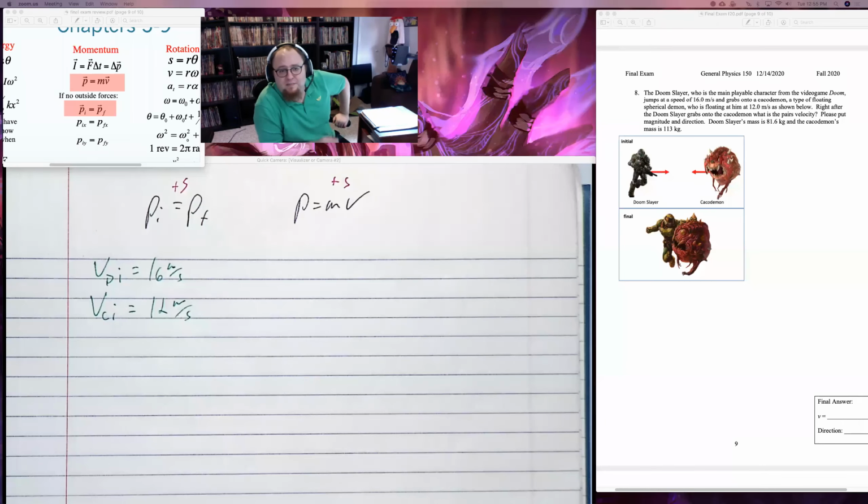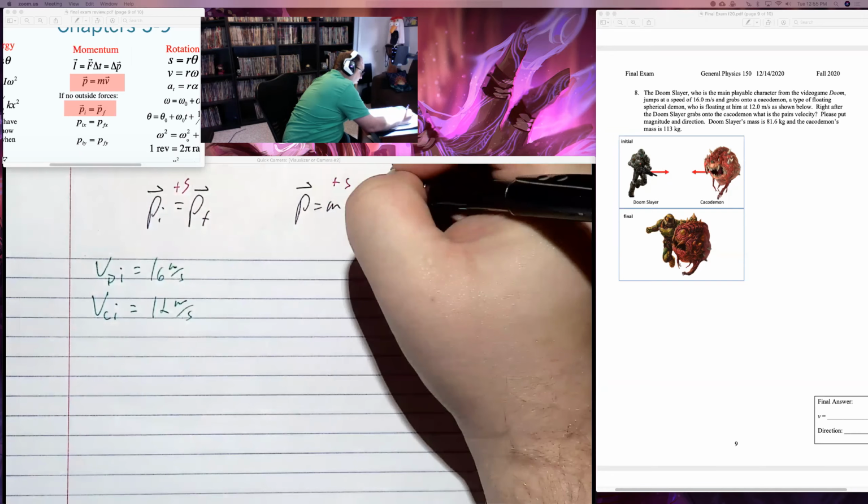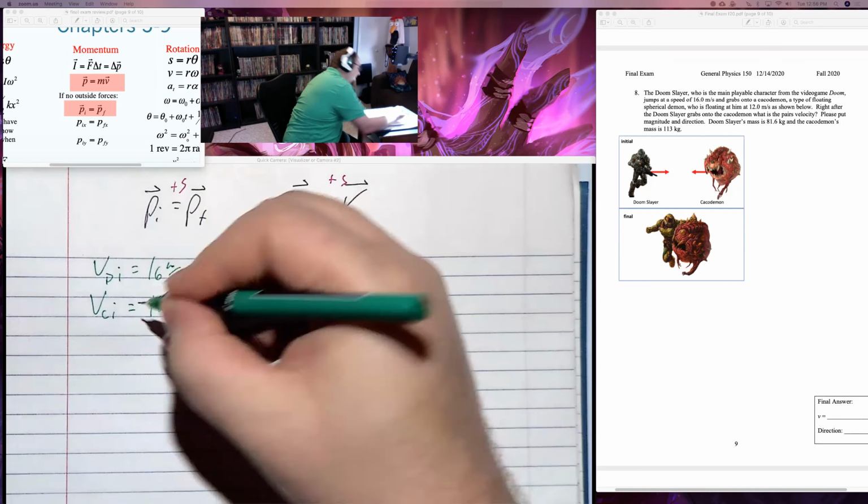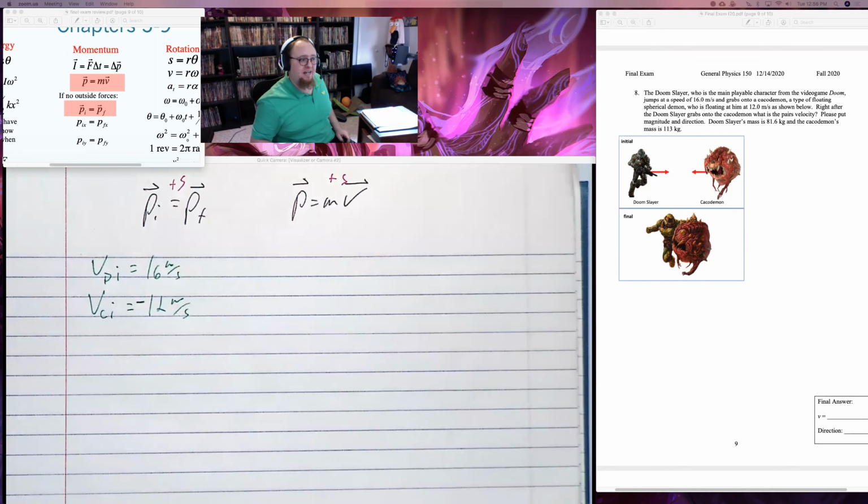Now here's the biggest mistake people make on these. Watch your directions of vectors. Momentum is a vector. We are going to define everything to the right as positive, everything to the left as negative, up as positive, down as negative. The way I drew that picture, that cacodemon is moving to the left. So I have to say this is negative. The text doesn't say it's negative. It just says floating towards it. The picture says it's negative. The picture is all important. Right after the Doom Slayer grabs the cacodemon, what's the pair's velocity? Please put magnitude and direction, and I give the masses.